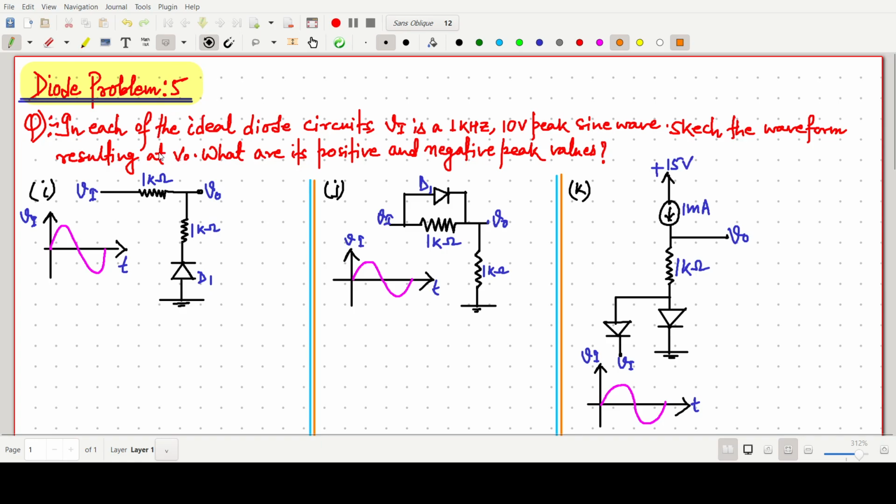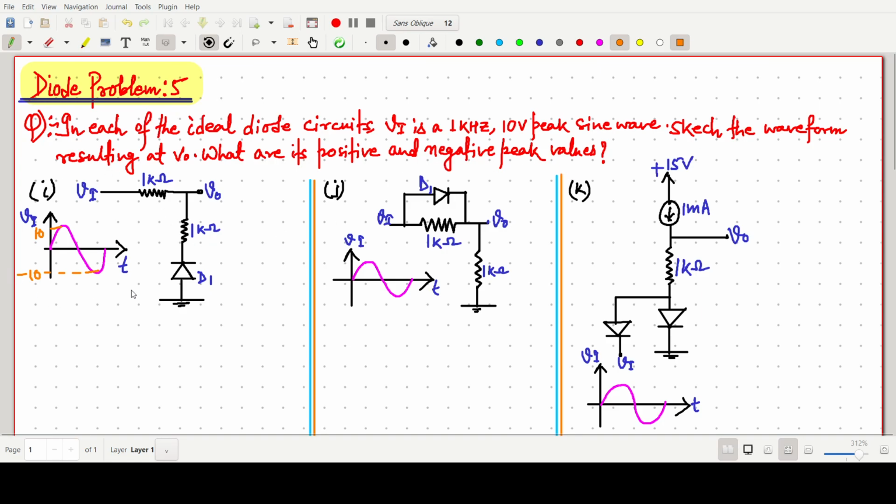The question is: in each of the three ideal diode circuits, the input voltage Vi is a 1 kilohertz, 10 volt peak sine wave. So this one is 10 volt and this should be minus 10, which means 20 volt peak to peak. Sketch the waveform resulting at V naught. What should be the waveform V naught, and what are the positive and negative peak values?